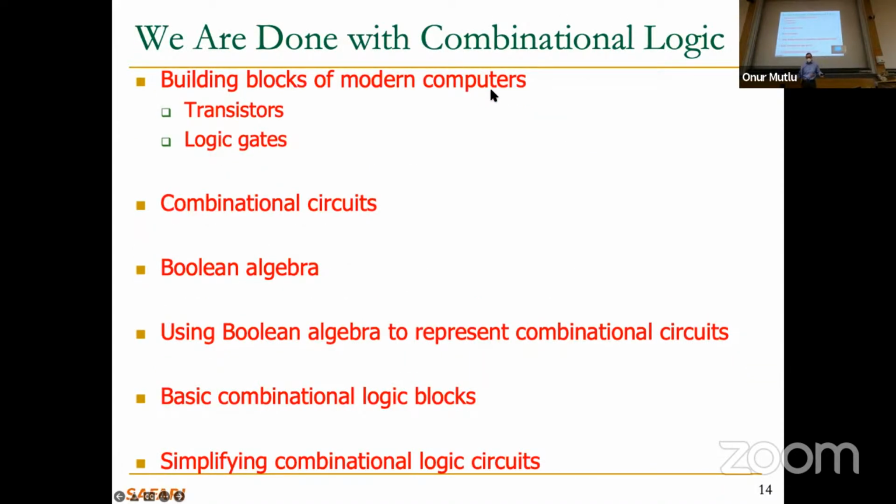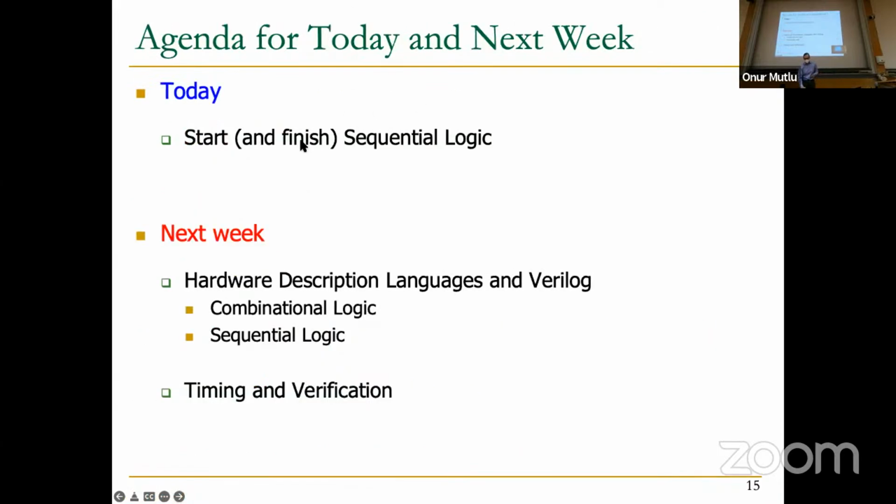Okay, so basically now we're done with combinational logic. We covered a lot of stuff, as you can see, and hopefully everything is clean. We built from transistors, and we really built some sophisticated components, and we understood how to simplify logic. But clearly, this is not enough. We need to now move to sequential logic. Combinational logic is memoryless, but all computers have memory, as we will discuss in a little bit. But before we jump into that, this is what we're going to cover today. Next week, hopefully, we'll be done with timing and verification.